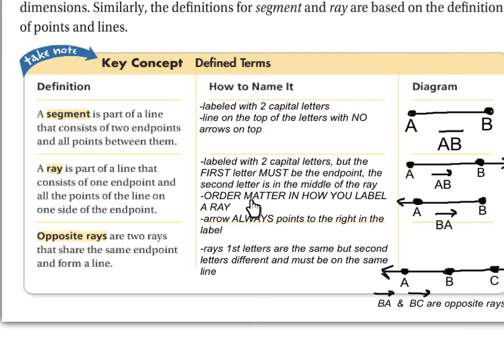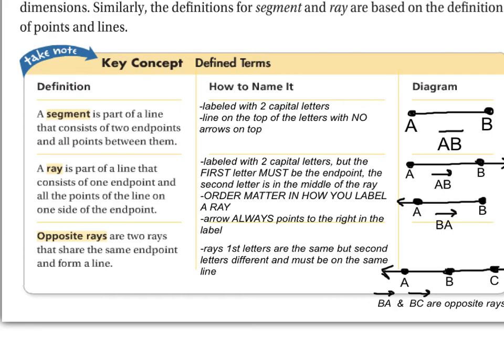The order does matter on how you label a ray. AB and BA are not the same rays. The arrow always points to the right in the label. No matter what, even if the ray is going to the left, the arrow is always going to point to the right. As you look over here, I have AB, and you'll notice the arrow is to the right. The endpoint is A. It doesn't go past A. So the first letter has to be A in my label. It's going from A to B, so B is the second letter, and again I have an arrow to the right on the top of it.